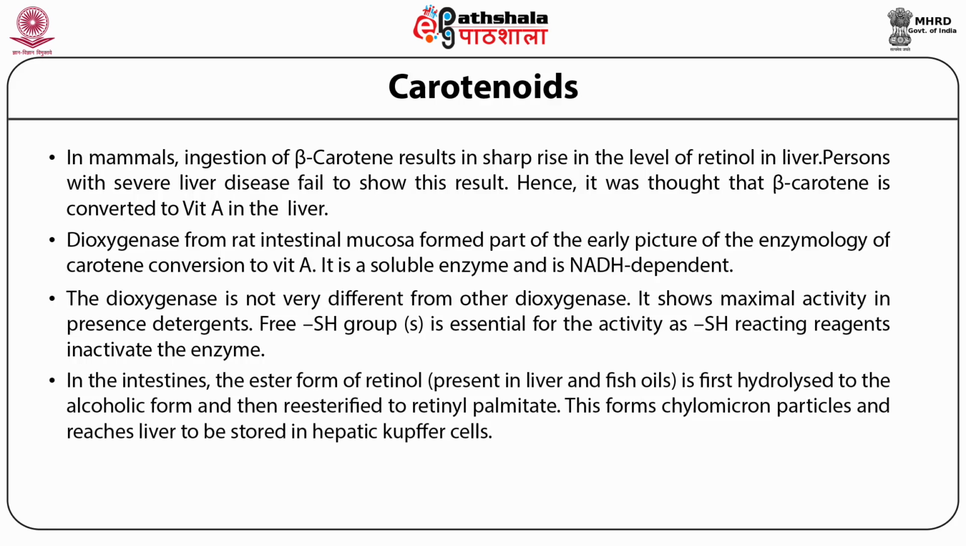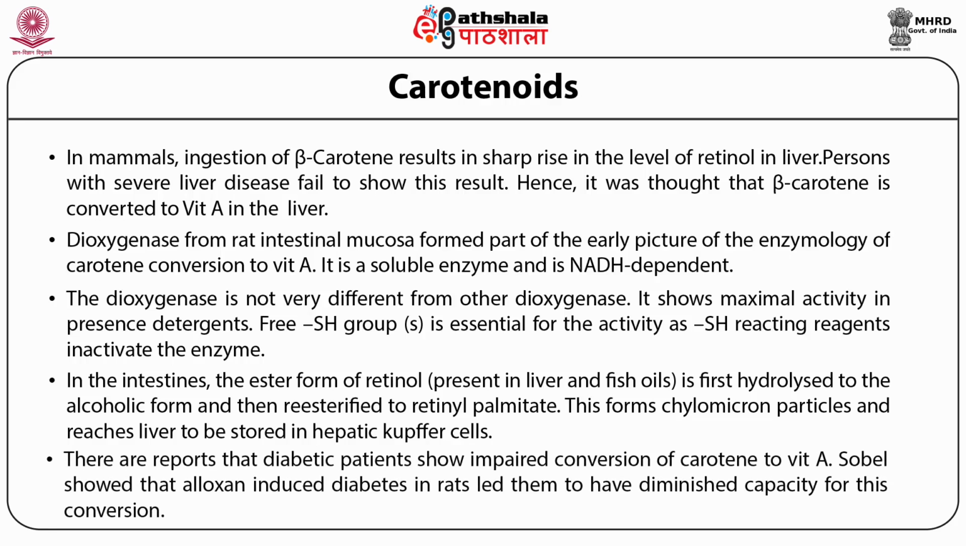In the intestines, the ester form of retinol, which is present in liver and fish oils, is first hydrolyzed to the alcoholic form and then re-esterified to retinyl palmitate. This forms chylomicron particles and reaches the liver to be stored in hepatic Kupffer cells. It's interesting to note that many tissues contain specific retinyl esterases. This also indicates that some form of vitamin A activity is involved in many metabolic processes other than vision.